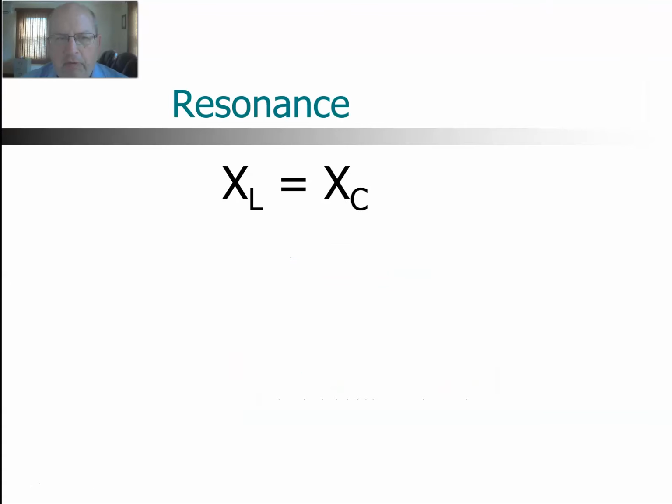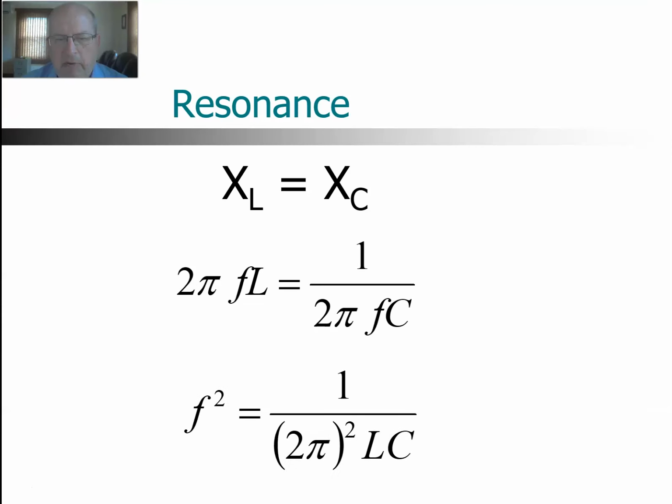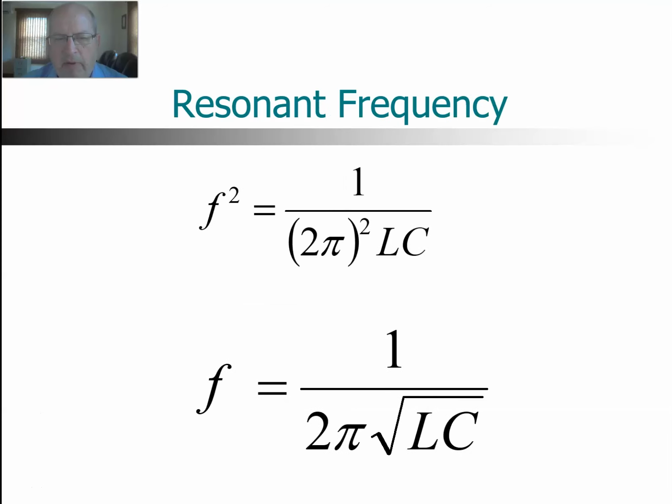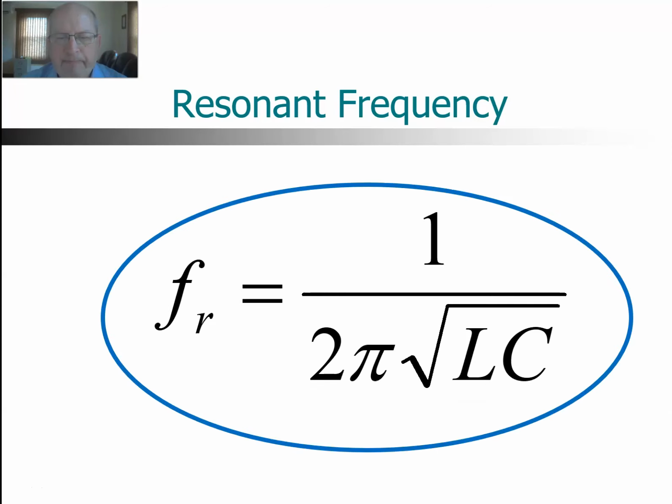So in general, resonance occurs when X_L is equal to X_C. These are our generic formulas for X_L and X_C. We set them equal and solve for the frequency. What we get is frequency equals 1 over 2 pi square root of L times C. That's the resonant frequency, 1 over 2 pi square root of L times C. Very important formula. You really should memorize that formula. You'll be seeing it quite often.